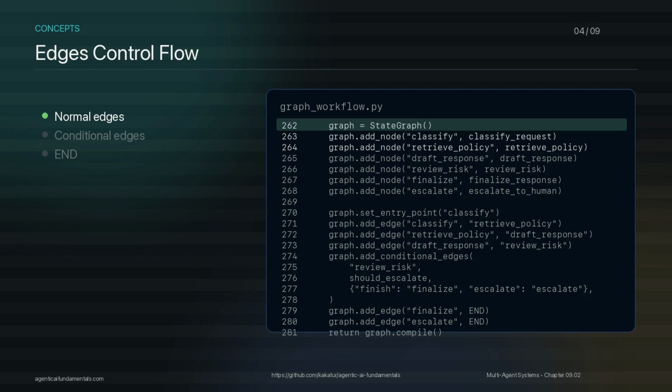Edges are the control flow. Normal edges are simple. After classify, go to retrieve policy. After retrieve policy, go to draft response. After draft response, go to review risk. Then the graph reaches a conditional edge.